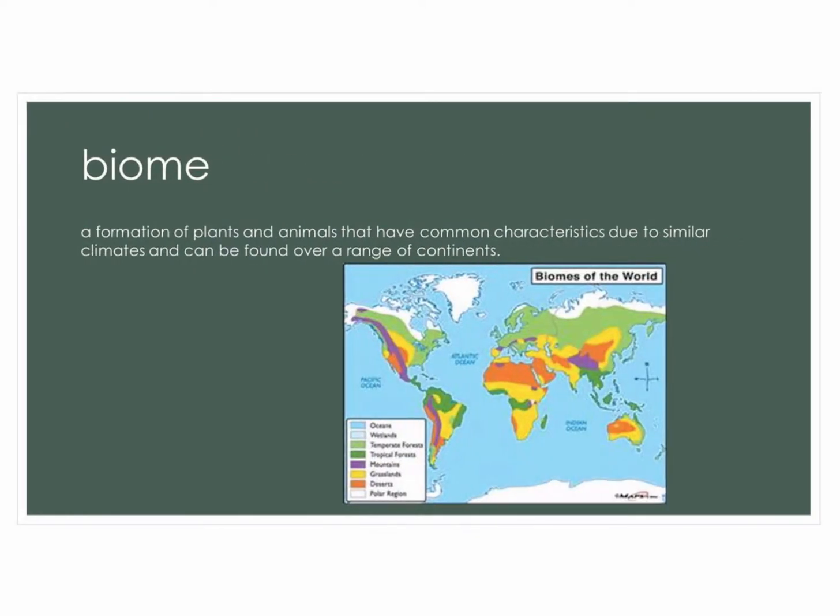A biome is a formation of plants and animals that have common characteristics due to similar climates and can be found over a range of continents. So if we're looking at the picture, you can see that the oceans are one type of biome, and you can see that there are tropical forests and temperate forests and mountainous areas and grasslands and deserts and polar regions. All these regions are different types of biomes based on their characteristics and what they're able to provide.